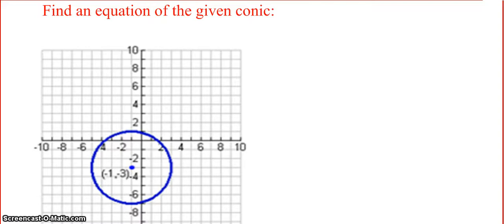Given the picture of the circle, I want you to write the equation of the conic. Pause the video, do this on your own, unpause when you're ready to check your work.